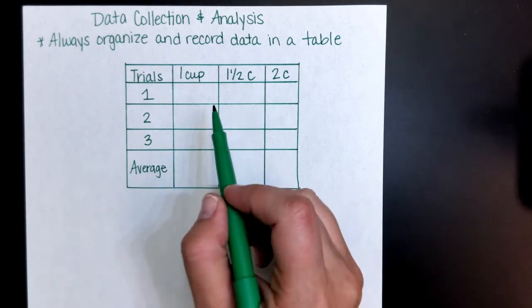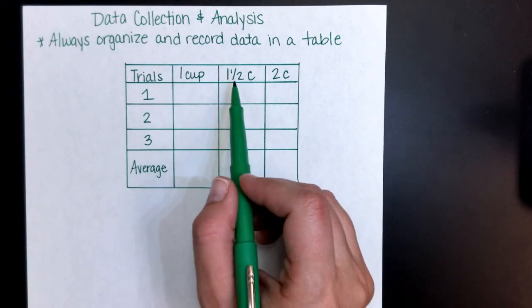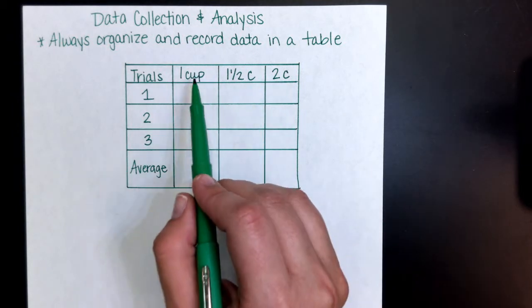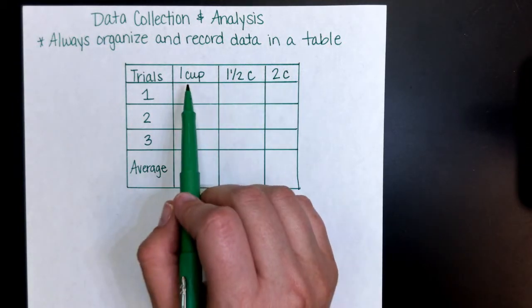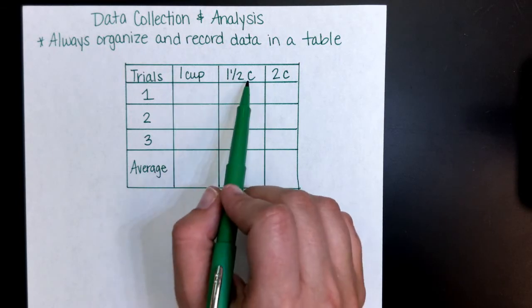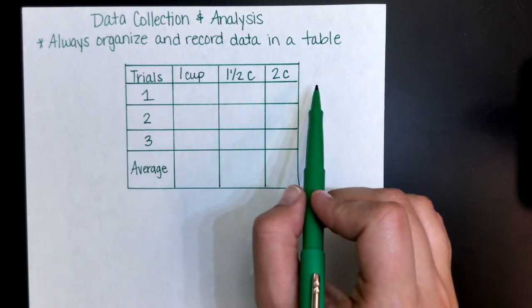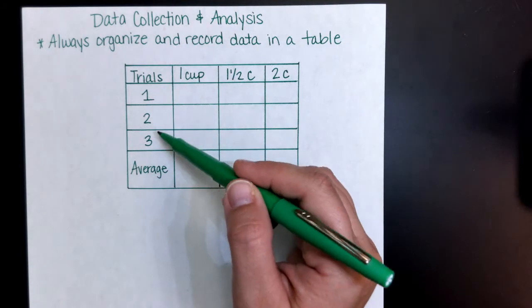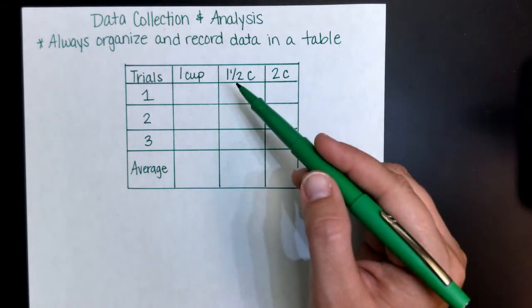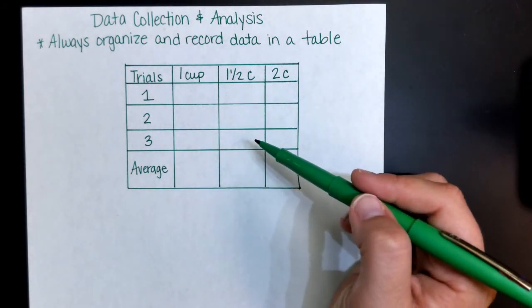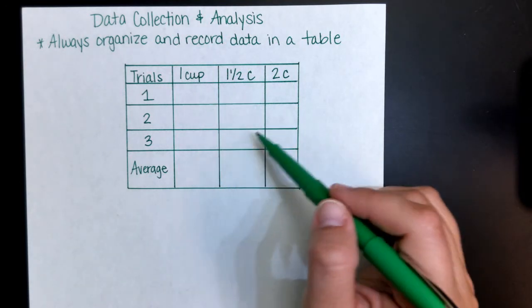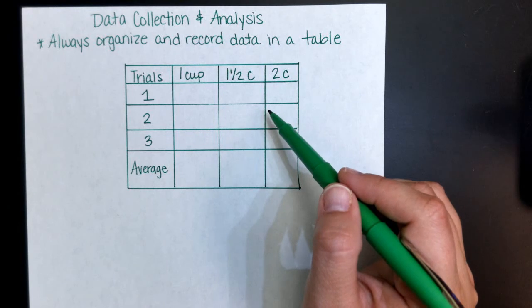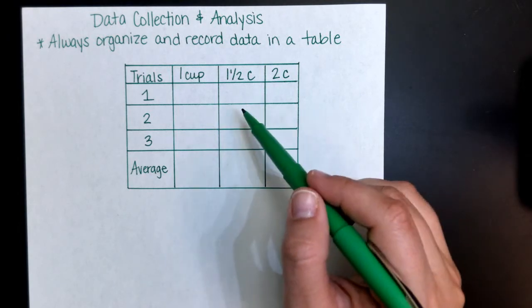Okay, so my independent variable is the different amounts of water. Your independent variable is going to go at the top of your data table. So if you only had 2, then you would only list the 2. If you had 4, then you would make 4 columns. Your trials are going to go here. So then I'm going to measure the plant growth over time. So then I'm going to put my data in these empty boxes.